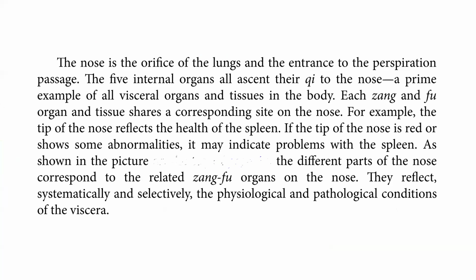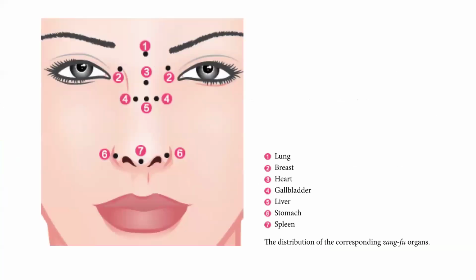Each Zhang and Fu organ and tissue shares a corresponding site on the nose. For example, the tip of the nose reflects the health of the spleen. If the tip of the nose is red or shows some abnormalities, it may indicate problems with the spleen, as shown in the picture on the top of page 42. The different parts of the nose correspond to the related Zhangfu organs. They reflect systematically and selectively the physiological and pathological conditions of the viscera.